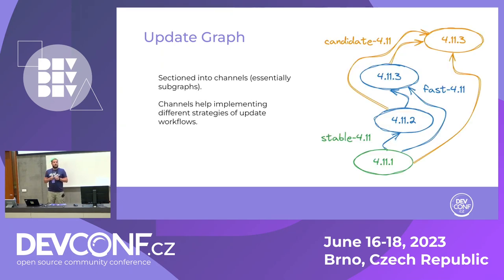options. This huge heap of data is partitioned into so-called channels, which are subgraphs of the one huge thing, and the channels allow us to encode some strategies. So, our strategies: we have channels for individual minor versions of OpenShift, and we have stable, fast, and candidate channels. In candidate, we include releases as soon as they get built. In fast, we include releases as soon as they get published, released officially. And in stable, we include them after they have been released for a sufficient amount of time, the soak time, and we know that there's nothing too wrong with them.